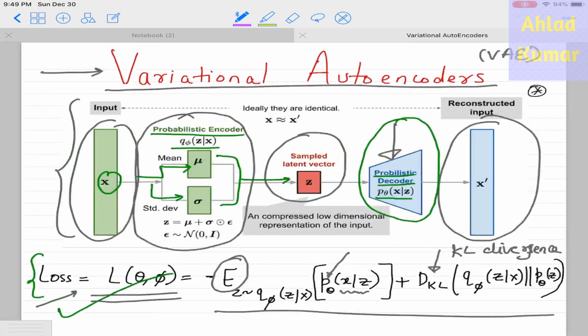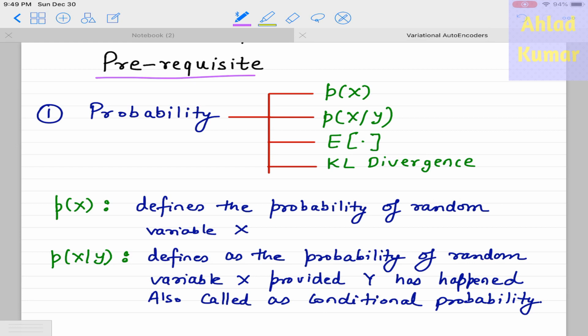So let's start. As you can see in the loss function, the very first thing everybody wants to understand is probability, because without that you cannot understand anything in this loss function. So the very first prerequisite for understanding variational autoencoders is probability theory. I will not go into too much detail; I will just recap the simple definitions of probability theory so that you can brush up your probability concepts. The very first thing we have to discuss is probability itself.